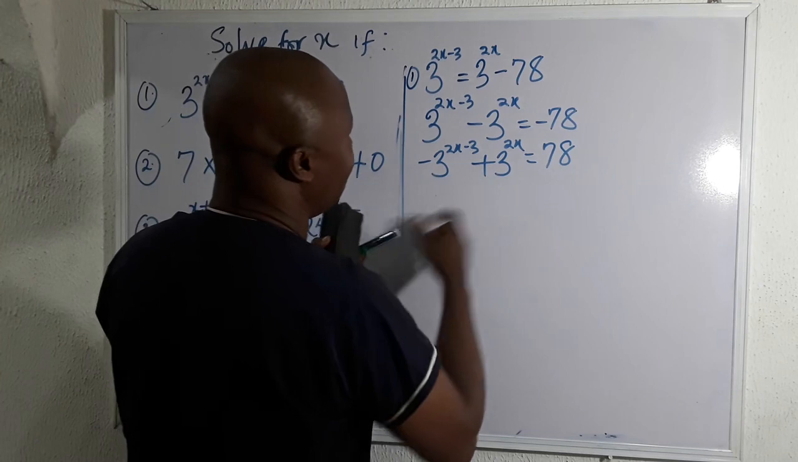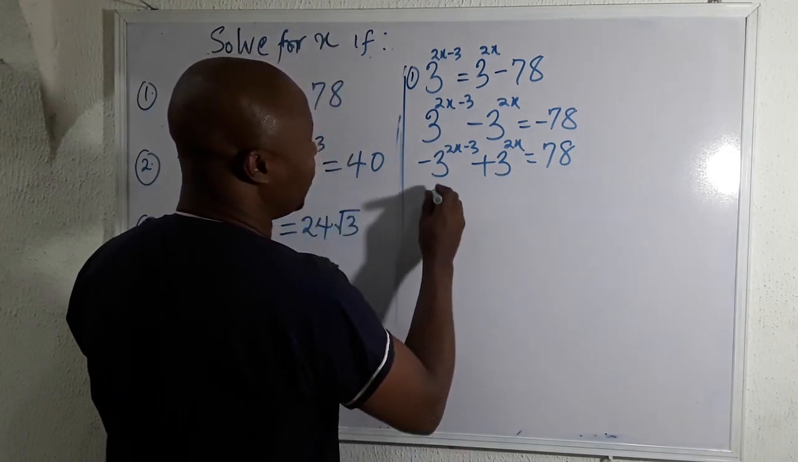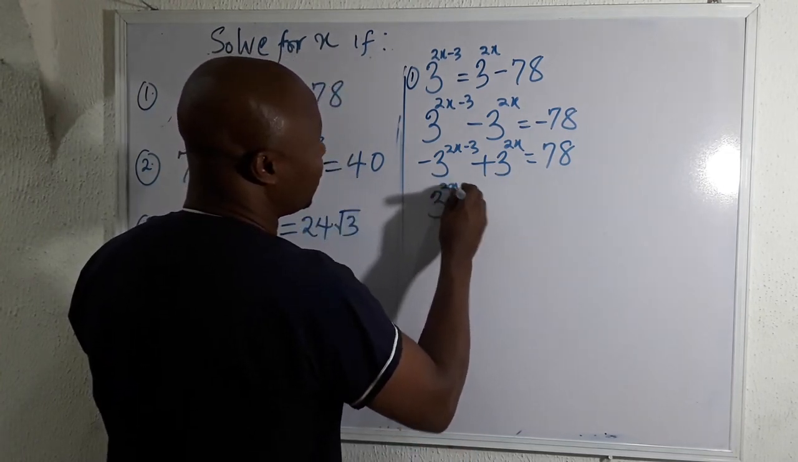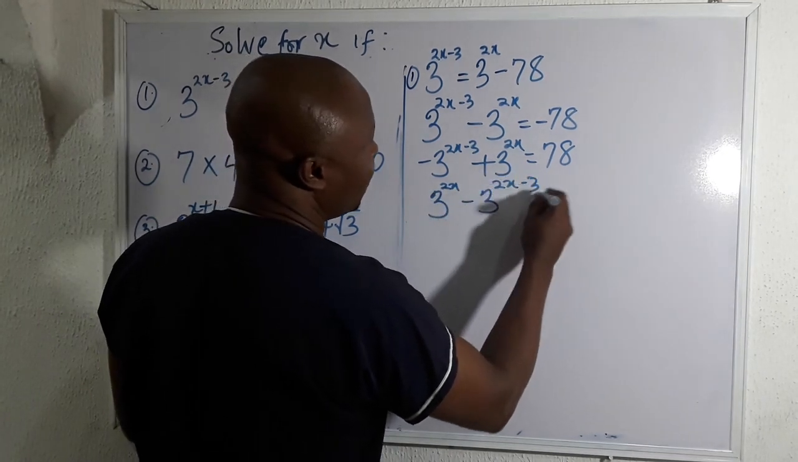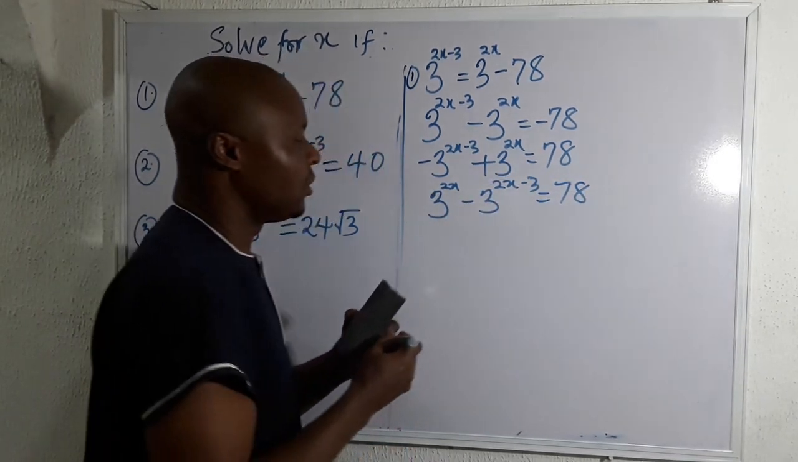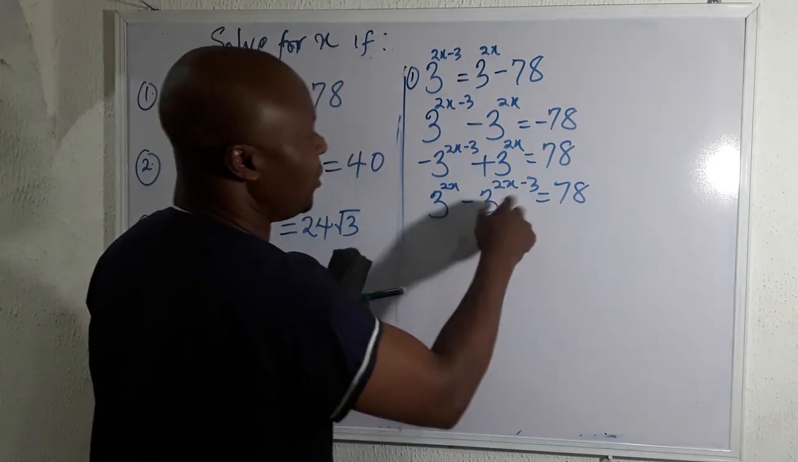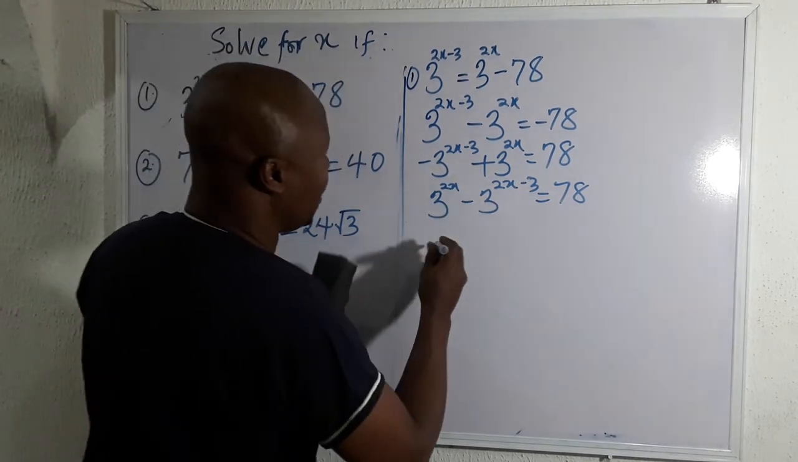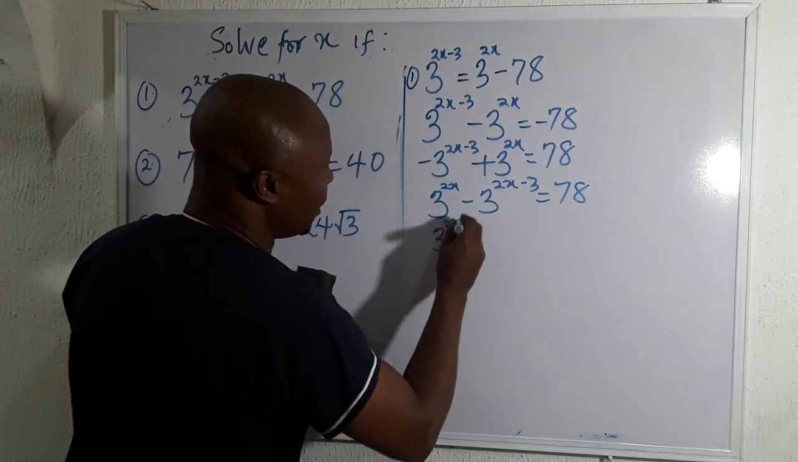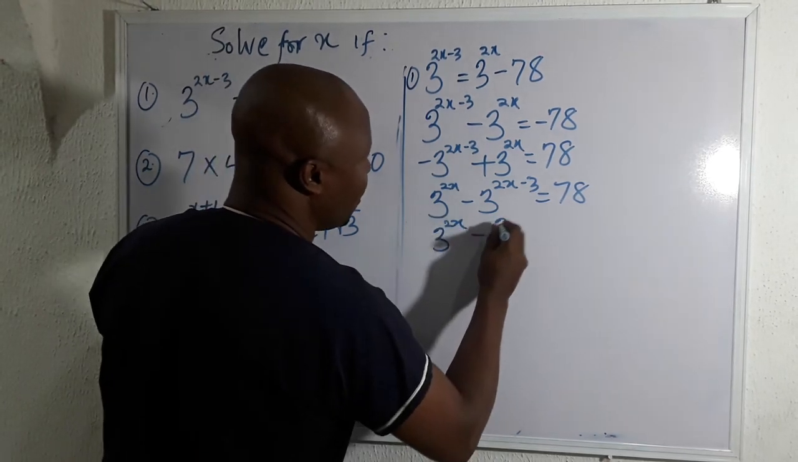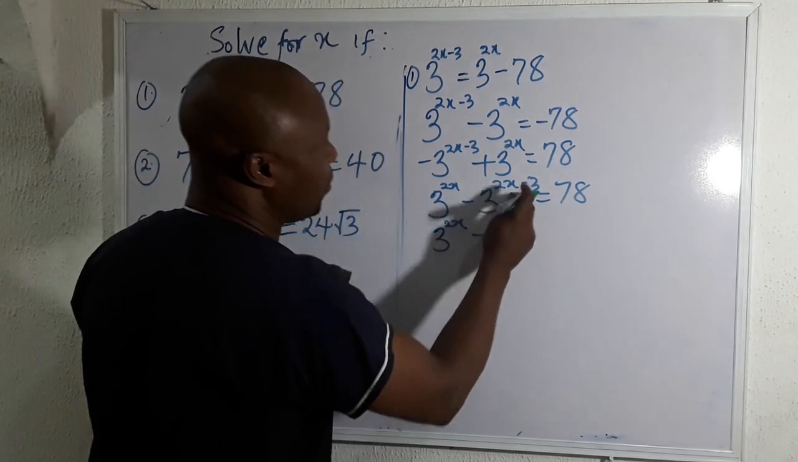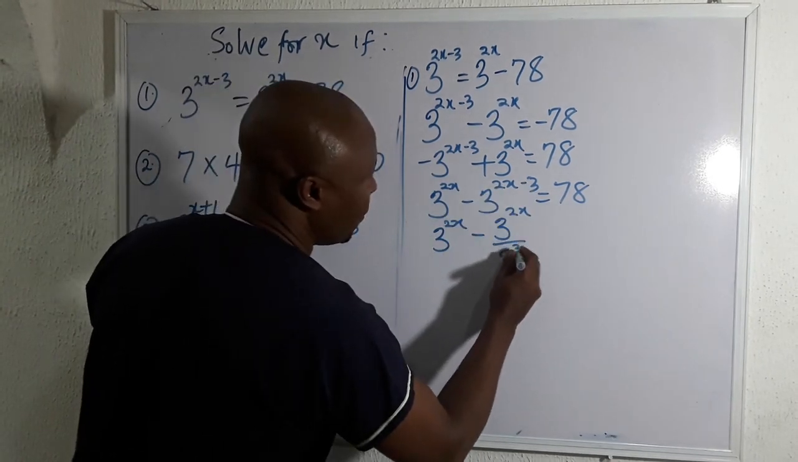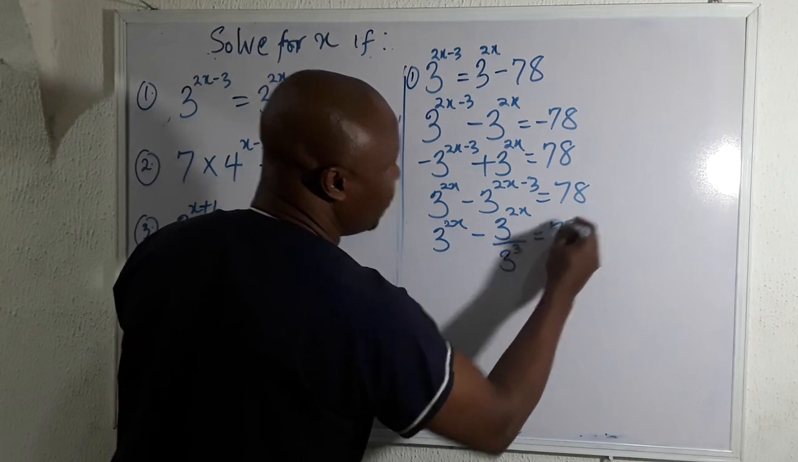So we can quickly rewrite this, bringing this one forward, as 3 raised to the power 2x minus 3 raised to the power 2x minus 3 is equal to 78. So this again can be written as 3 raised to the power 2x minus 3 raised to the power 2x divided by 3 raised to the power 3, and that will be 78.